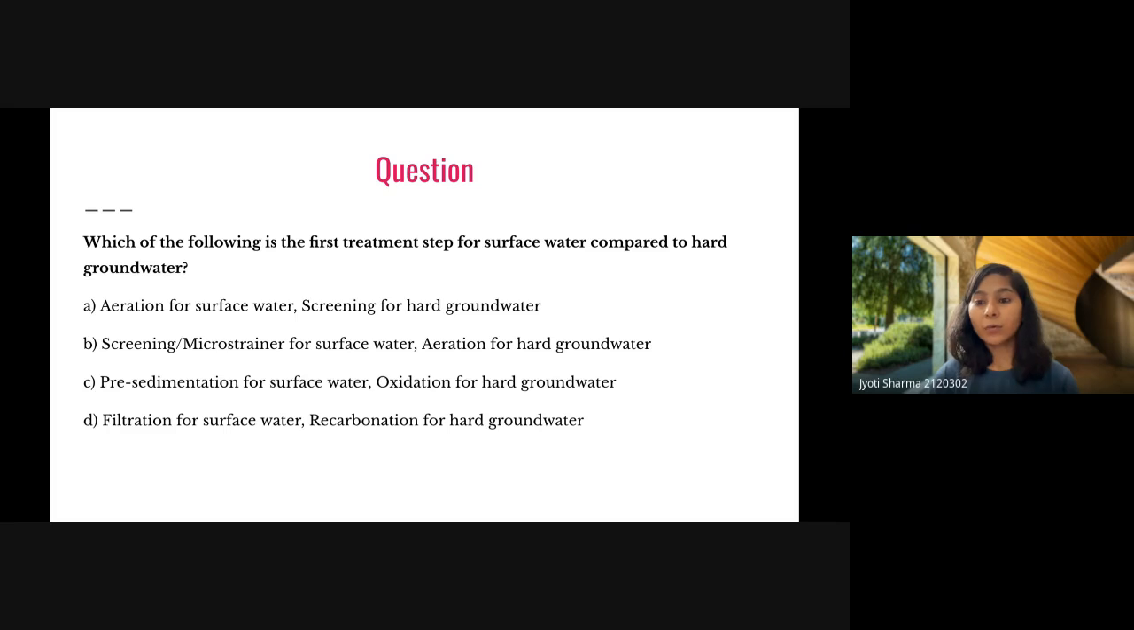hard groundwater. So what would be the first step if we want to clean either surface water or hard groundwater? What should be the first step of the treatment?